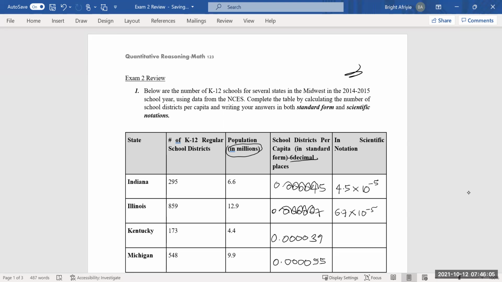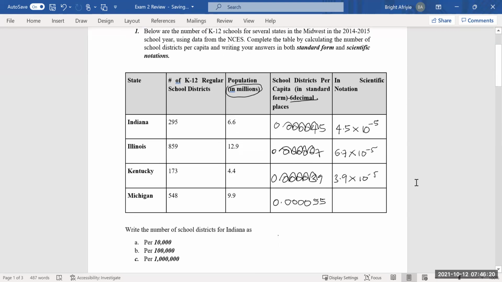All right, Kentucky, 1, 2, 3, 4, 5, so 3.9 times 10 exponent negative 5. Are you good? All right. Now let's go to Michigan. Michigan is also 1, 2, 3, 4, 5, so this is 5.5 times 10 exponent negative 5. And you have completed the table successfully.